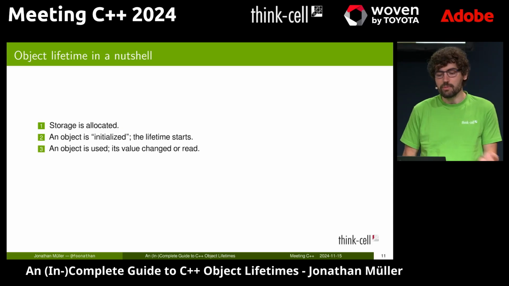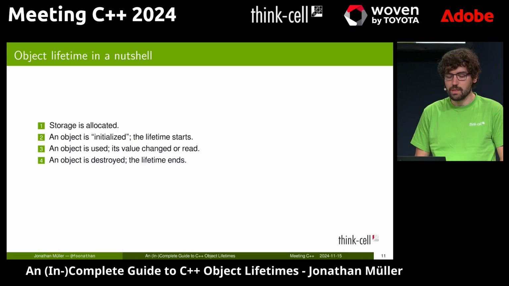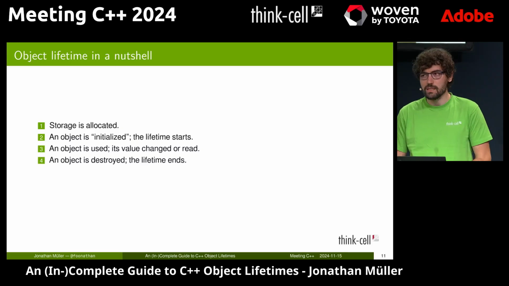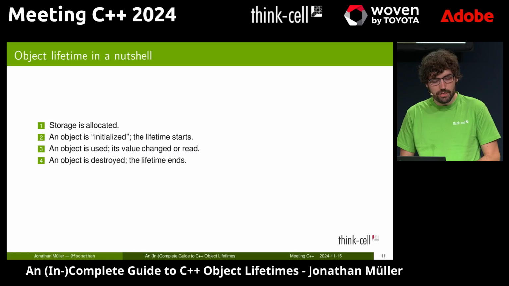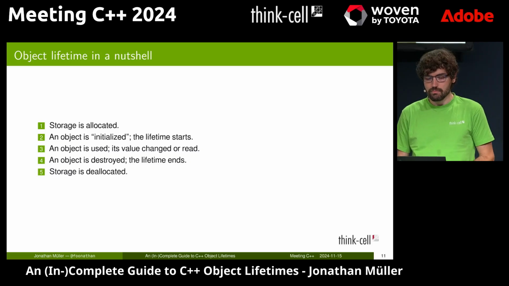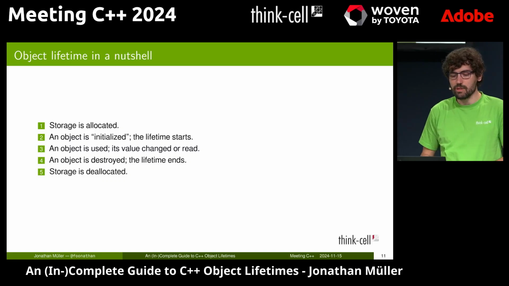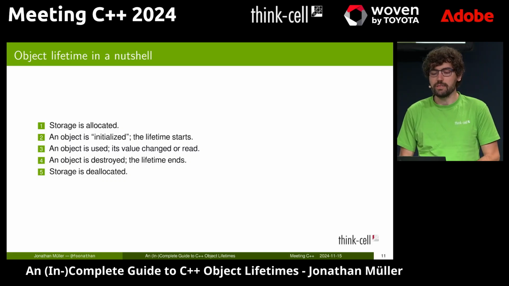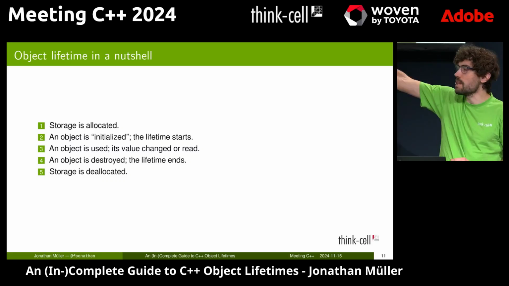Then we can use the object, we can read its value, we can change its value. When we're done, we destroy the object, which ends the lifetime. This may or may not run a destructor, as we'll see. Then we will deallocate the storage, and then we're done. So every object in your C++ program goes through all these 5 stages, and the rest of the talk is just going to focus on when the individual points happen.